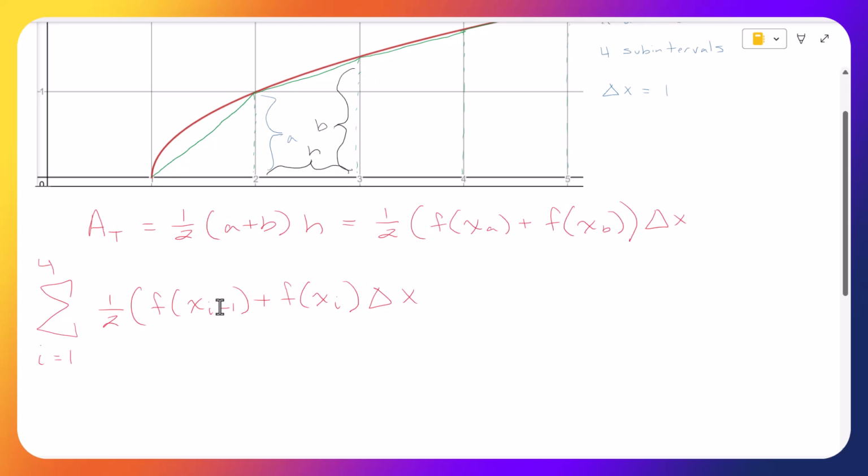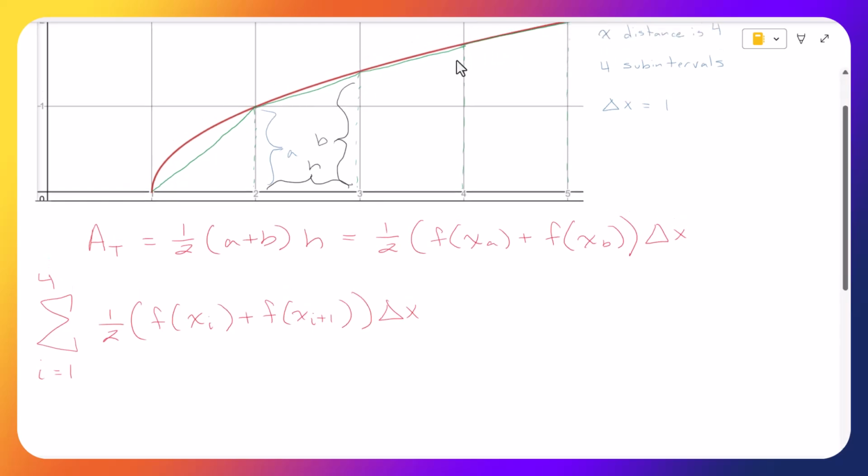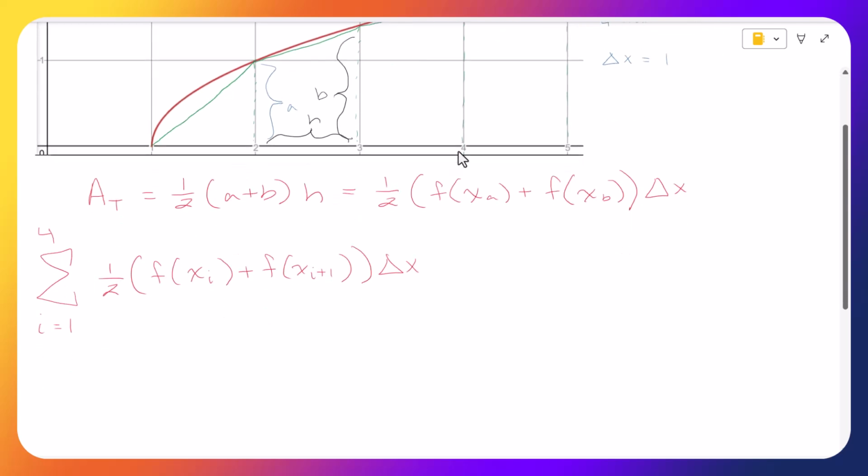Because this means that our i corresponds exactly to what I want. If my i is 1, 1 minus 1 is 0, so I get f of x sub 0, that's going to be f of 0. Okay, this is what I want: f of x sub i, because our i is 1, we're starting at 1, and i plus 1. So I want 1 and 2, and then when i is 2, I want 2 and 3. When i is 3, I want 3 and 4, and then 4 and 5. Okay. So now I'm just going to write it all out.